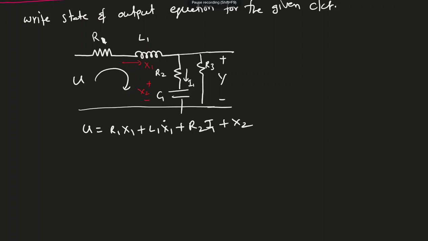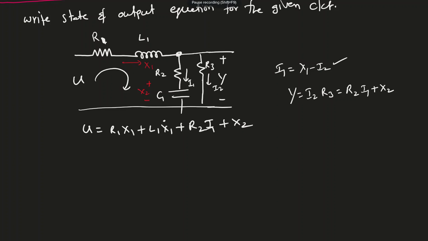Now my state equation for L1 x1 dot must have only x1, x2 and u, not any other unknown parameters. So here I have I1, which is an unknown parameter. I need to find out what I1 is in terms of x1, x2 and u. To find I1, if you look at this, x1 is coming in, I1 is going out, and I'm going to label this as I2, also going out into R3. So I can say I1 equals x1 minus I2.